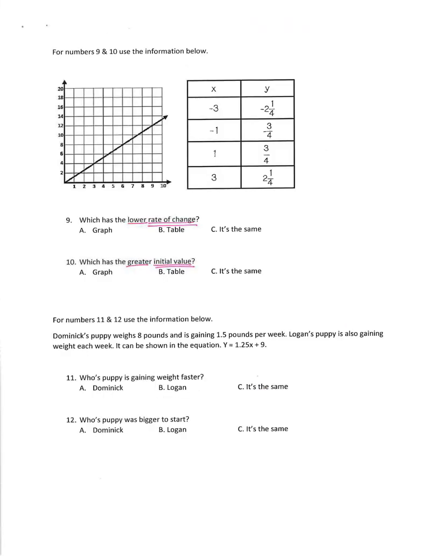For numbers 9 and 10, use the information below. Number 9, which has the lower rate of change? A. Graph, B. Table, C. It's the same. Number 10, which has the greater initial value? A. Graph, B. Table, C. It's the same.